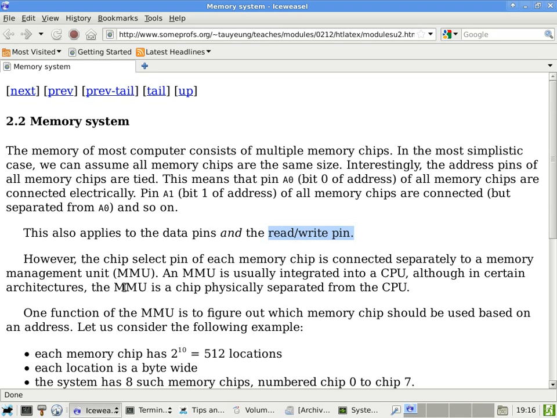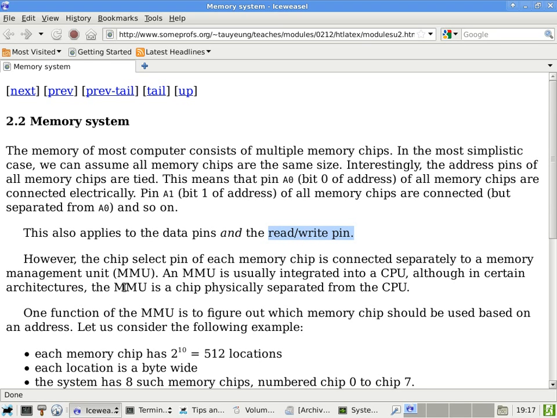The translation goes from the logical address. In this case, let's just say that the CPU wants to access location 600 in base 10. The MMU is now responsible to figure out which chip actually has location 600 in the logical sense. And then once it figures out which chip has location 600, it also has to figure out which location on that chip corresponds to logical location 600. Okay? So let's see how this can be done.